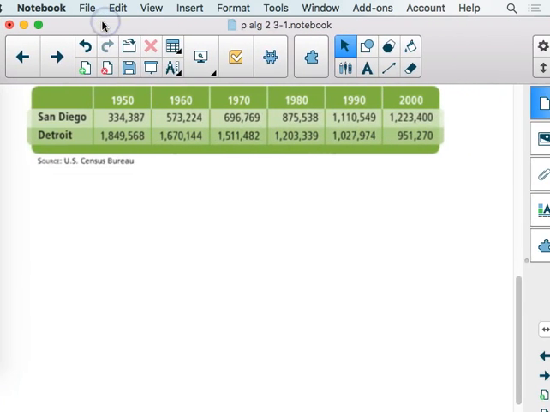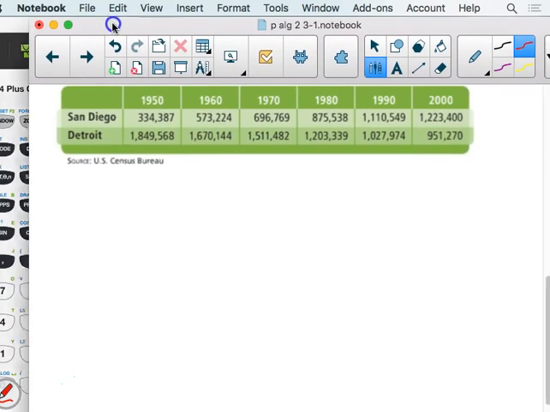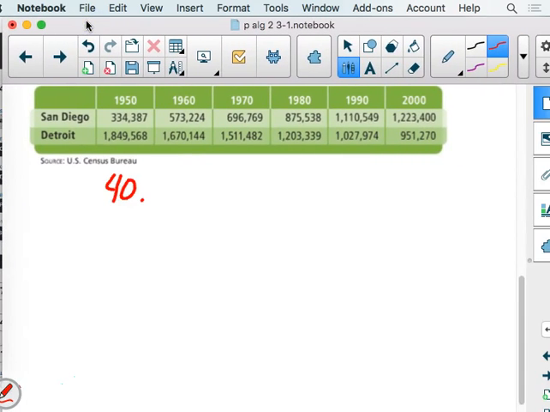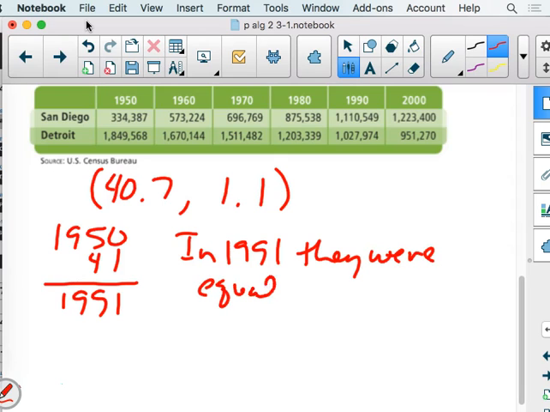Alrighty. So, what we found out here was our intersection was, oh gosh, didn't even look at it. 40.7. And was the other one 1.1? So, 1950 was our 0 year. We round that to 41 years. And if we had time, I'd like to look this up and see if it was true, because 1991 is already passed. So, in 1991, they were equal at 1.1 million.